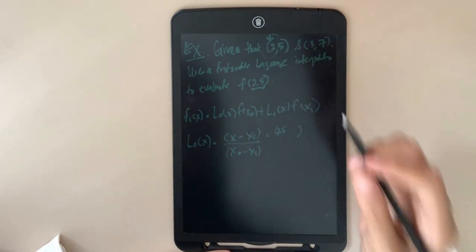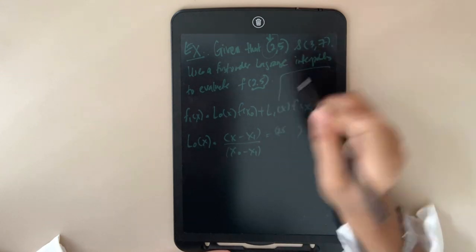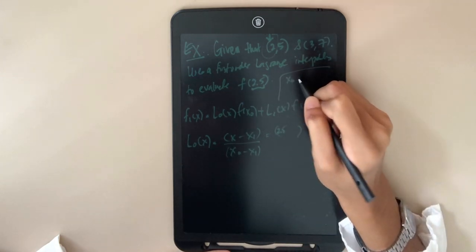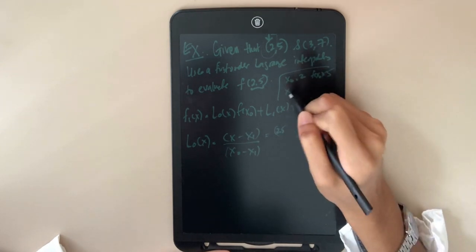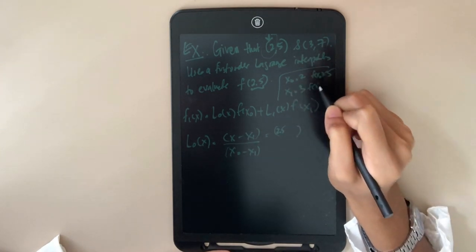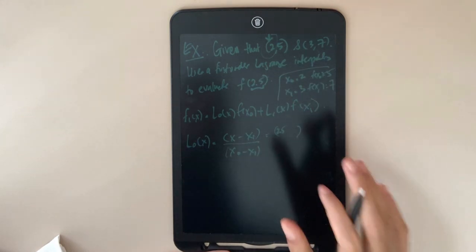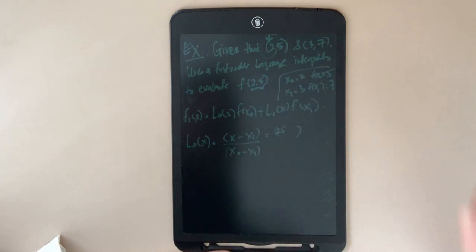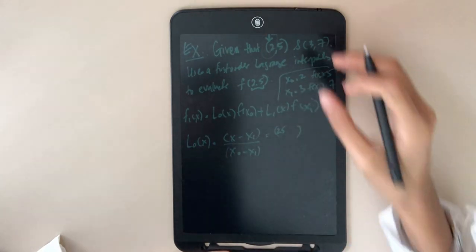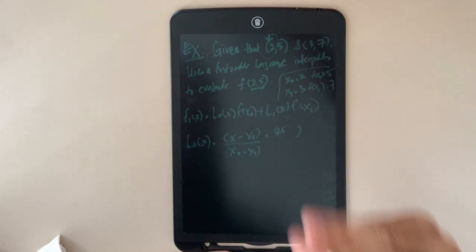You can write it somewhere. So I write here: your x0 is 2, your f(x0) is 5, and your x1 is 3, your f(x1) is 7. You can jot this down somewhere else on your paper to make it clear, so that you don't make mistakes when taking the values from the question.